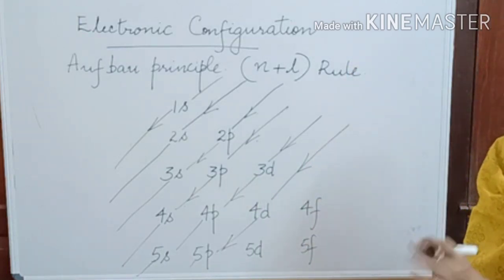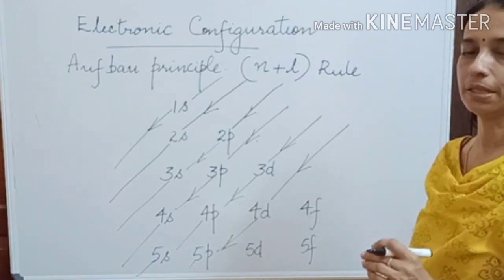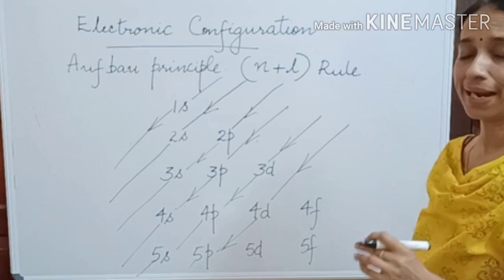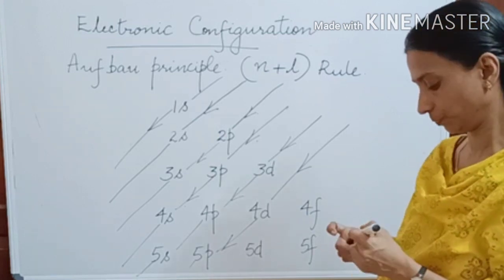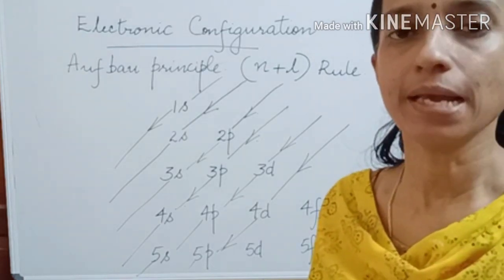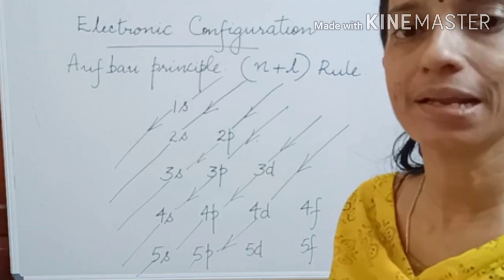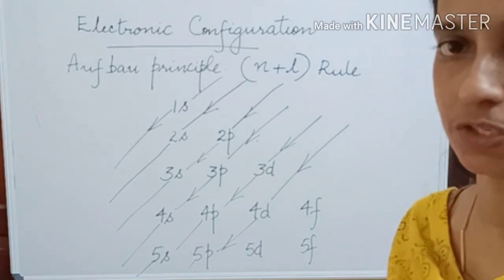If you just arrange the different orbitals up to n equal to 7, we are able to fill up all the electrons in the different 118 elements. So according to the Aufbau principle, the electrons are entering the different orbitals in the increasing order of their energies.